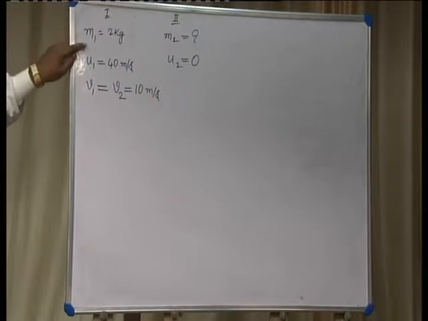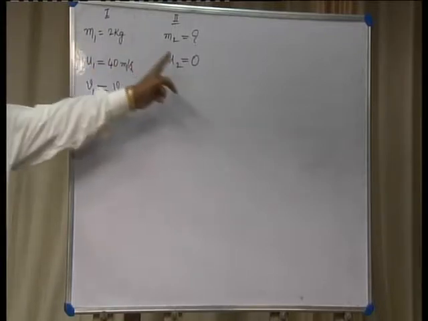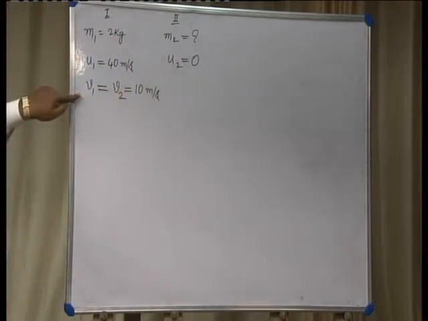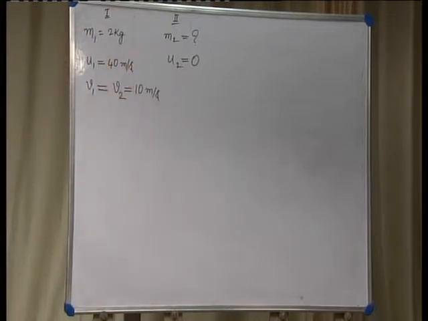There is a body whose mass is 2 kg. Initially, it moves with a velocity of 40 meter per second. It undergoes collision with a body which is initially at rest. After collision, both the bodies together move with a common velocity of 10 meter per second. So, if it is so, what is the mass of the second body? It is required to find.